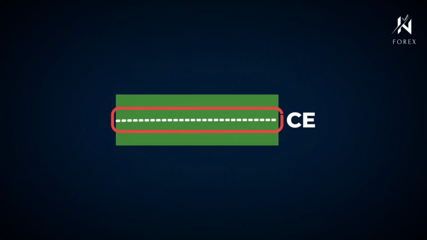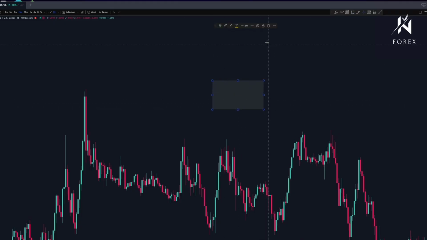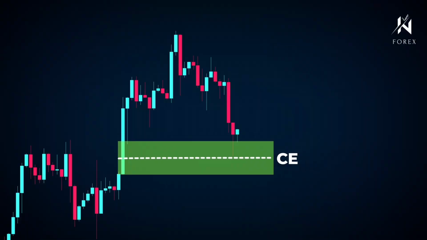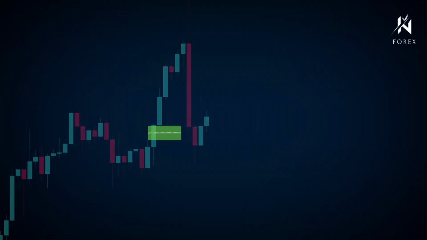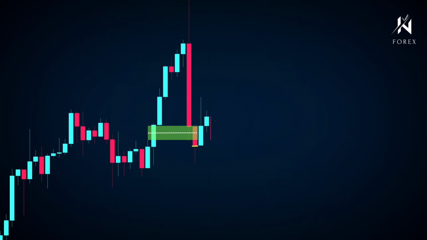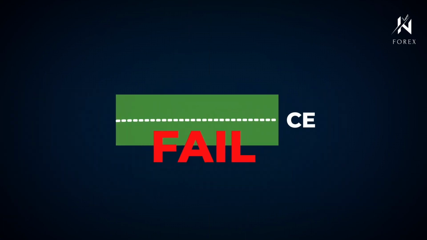To find CE easily, go to TradingView settings and turn on the middle line option. If price respects CE and bounces, that's a confirmation to trade in the direction of the trend. But if price breaks through CE and fails to recover, the fair value gap has failed.